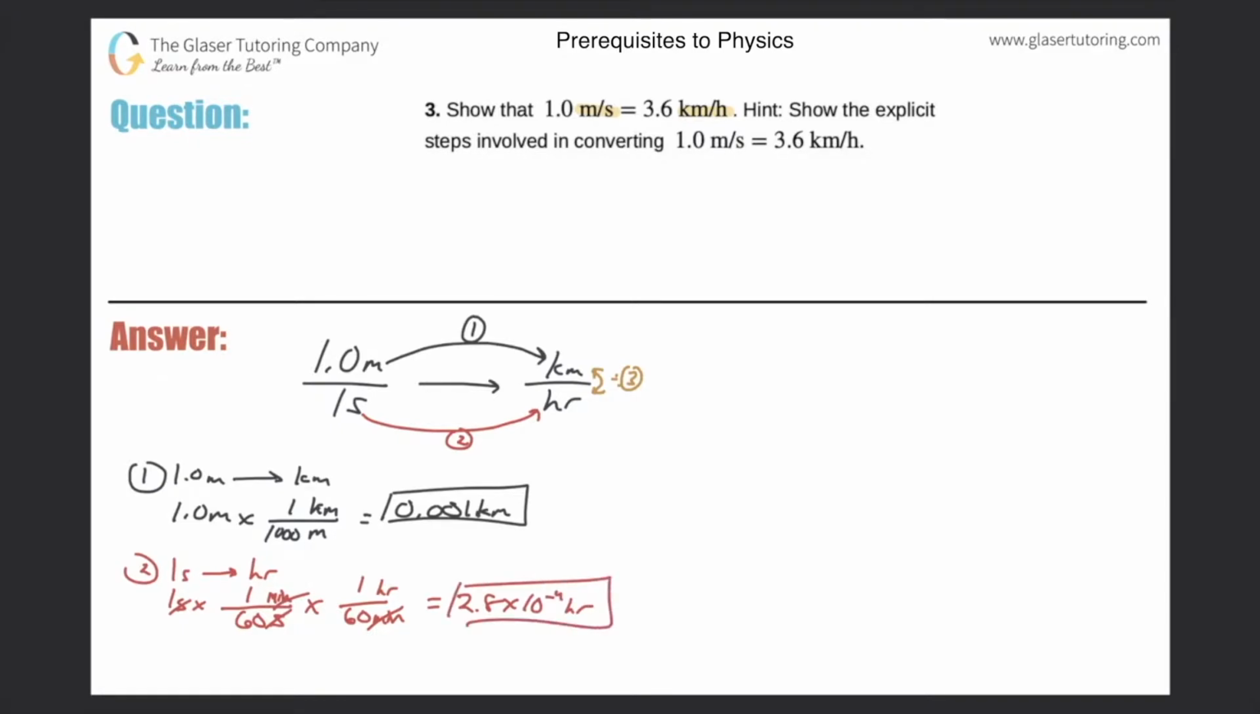Great. Last but not least, step 3. Take your answer in part 1, 0.001 kilometers. Divide it by your answer from part 2, 2.8 times 10 to the minus 4 hours, and see what comes out. Plug that into the calculator, and we get, wow, 3.6 kilometers per hour. Who would have guessed? So it matches.